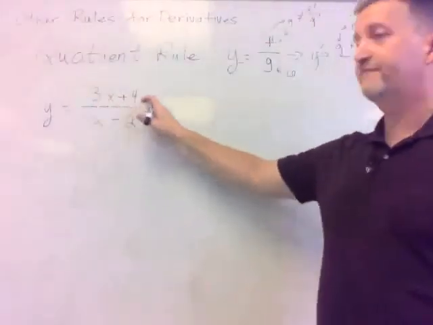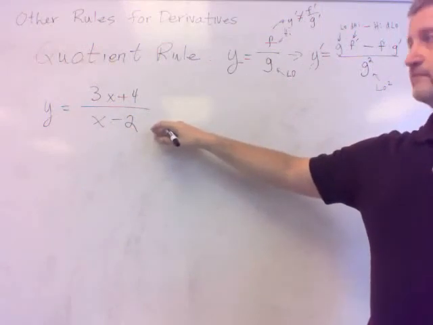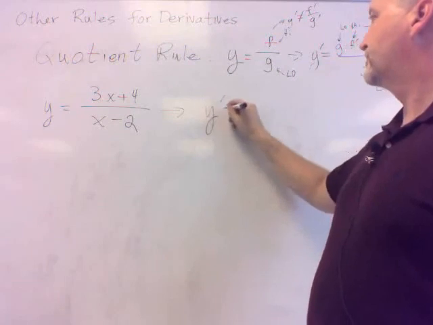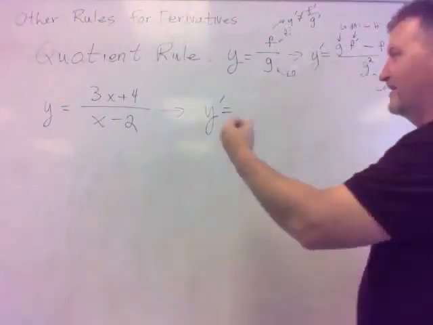Because I've got a top function over a bottom function, a high over a low, I'm going to use the quotient rule. How does the quotient rule go? Low d high minus high d low.